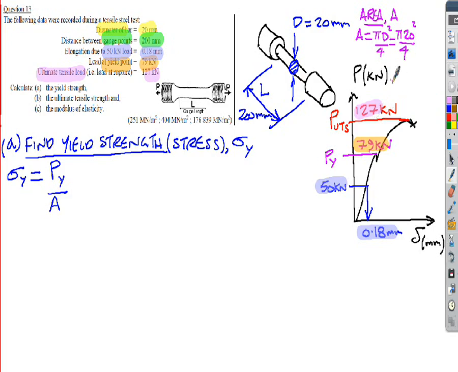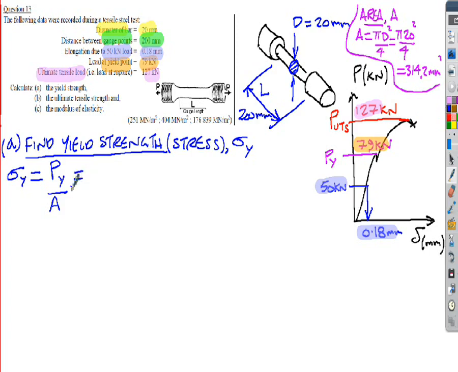That gives me 314.2, and that's millimeters squared. Okay, so I'll let you do the calculation, you can check that out for yourself, but 314.2 millimeters squared. So we need the area, we're given in the question diameter, so we can find the area reasonably okay. So back to working out the yield strength.